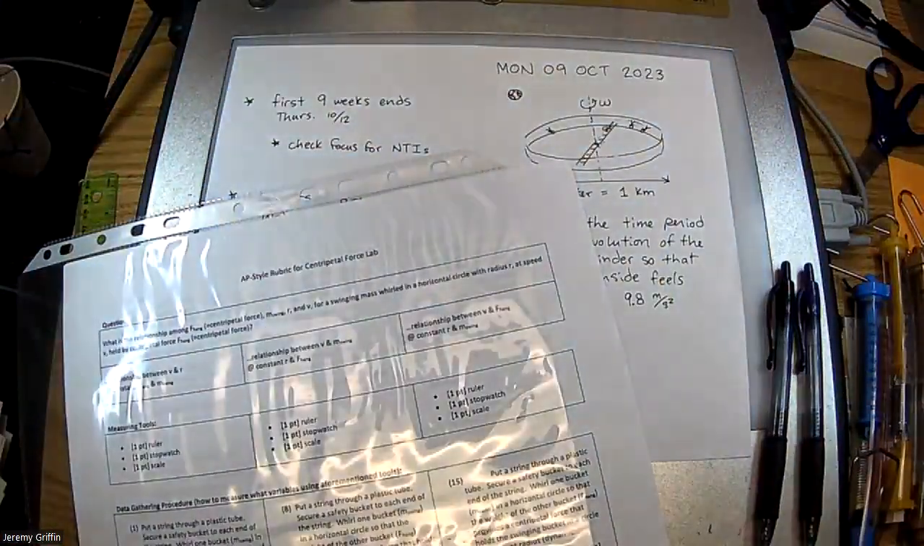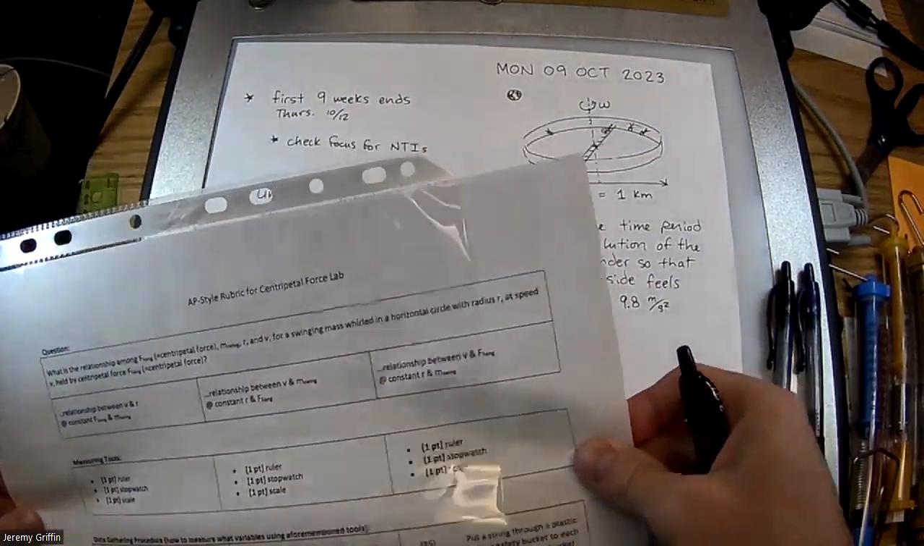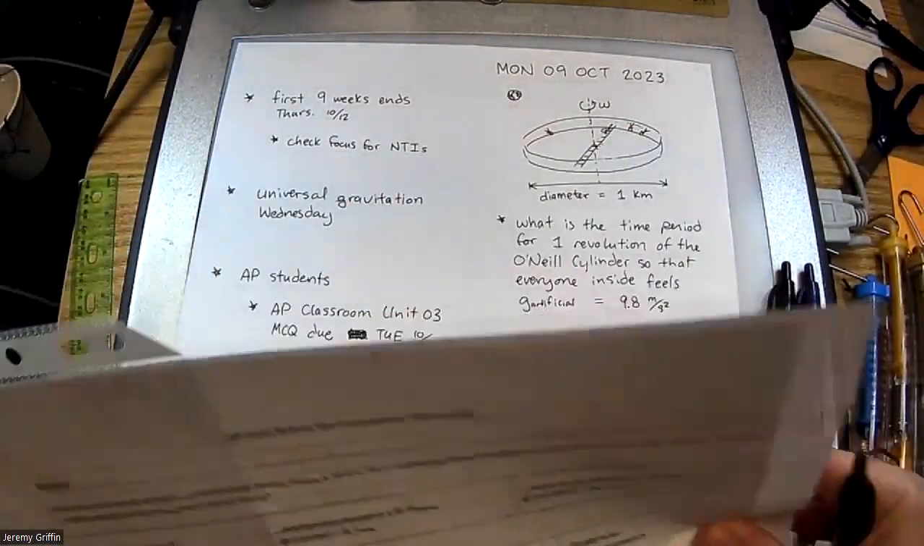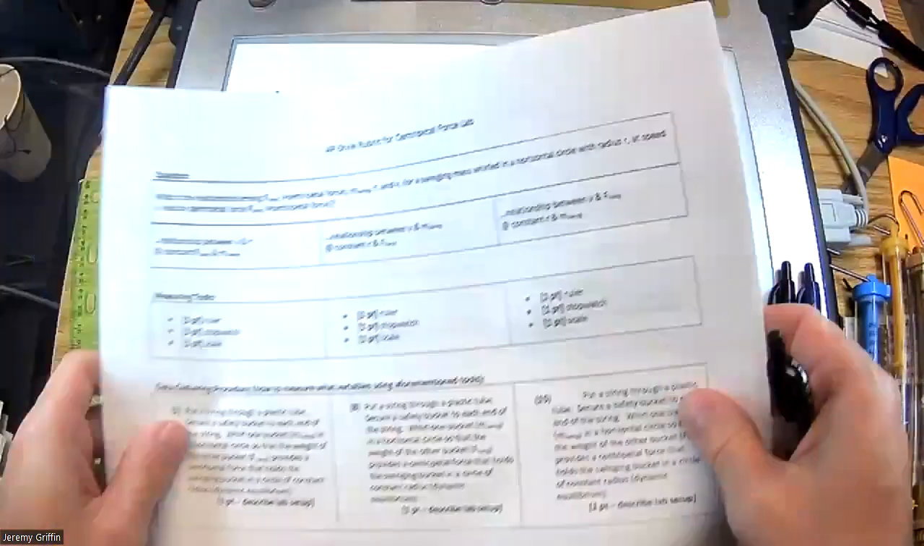All right. So you guys got your lab write-ups out? Because we're ready to score these things. I'm going to have you guys score yourselves out of 12. I tried to make it as close as I could to what an AP rubric would look like. So here we go.